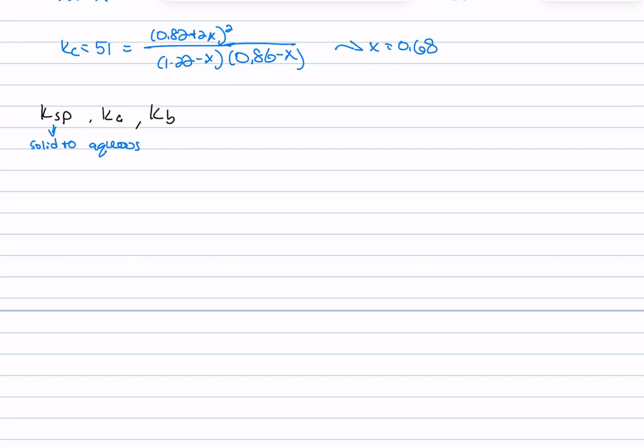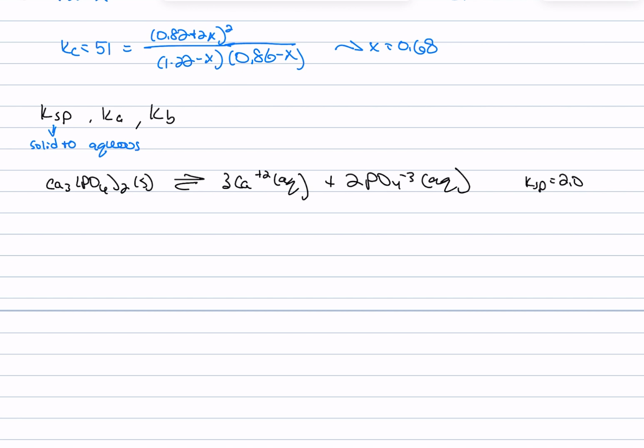The next problem we'll go through involves Ksp. So for the solid, Ca3(PO4)2 goes to 3Ca2+ plus 2PO4 3-. We're given that Ksp is 2.0 times 10 to the negative 29, and we're asked for the final equilibrium concentrations of the ions. ICE doesn't apply for solids or liquids, so we can just draw lines through those. And we start off with 0 for each of the ions.